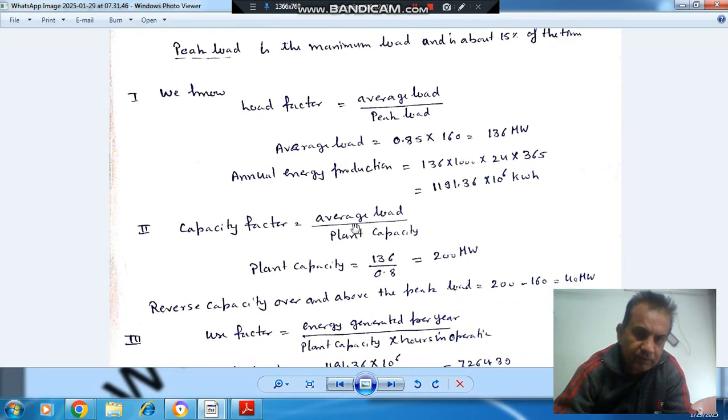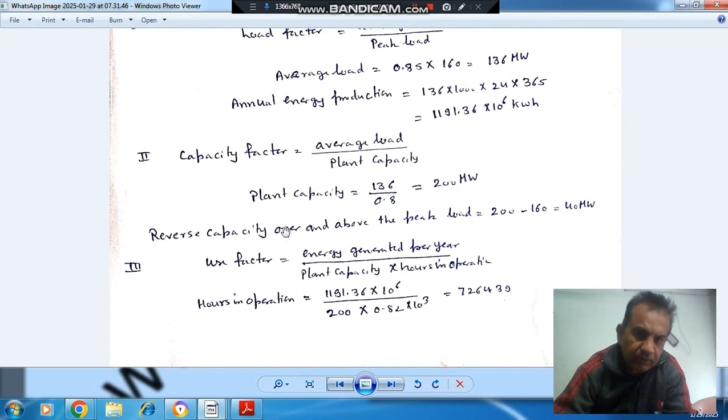And capacity factor is average load by plant capacity. So capacity factor is 0.8 and average load is 136. So plant capacity comes out as 170 megawatt. This is your average load and this is the capacity factor.